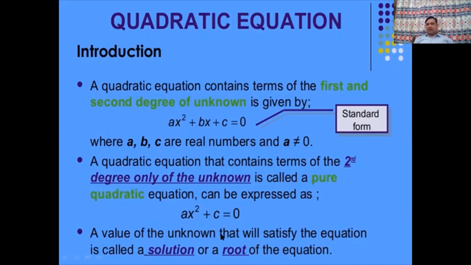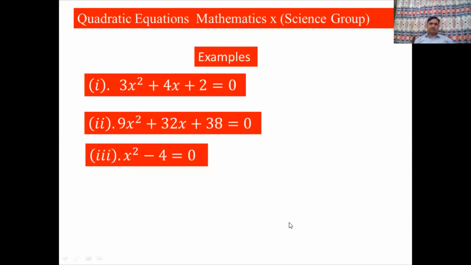A value of the unknown that will satisfy the equation is called the solution or the root of the equation. Some examples: 3x square plus 4x plus 2 is equal to 0. This is the standard form of a quadratic equation. 9x square plus 32x plus 38 is equal to 0. This is again the standard form of an equation. X square minus 4 is equal to 0, and this is the pure form of a quadratic equation.